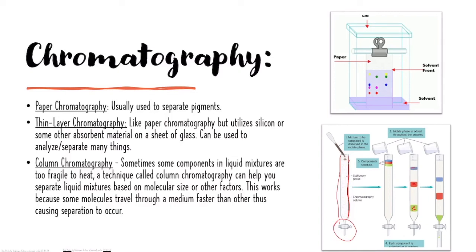So you can see how as time passes, we're getting some separation there between those three sizes of molecule. This is really good for things that can't be distilled. If you have a liquid sample that contains proteins that are heat sensitive, you don't want to distill that because you'll destroy all the proteins. But you can use this type of chromatography to separate mixtures of things that are heat sensitive, or liquids that are heat sensitive.